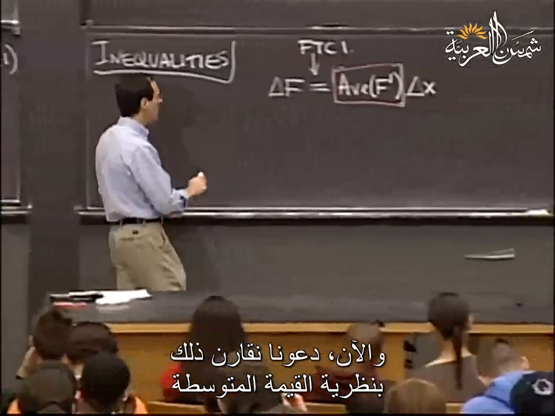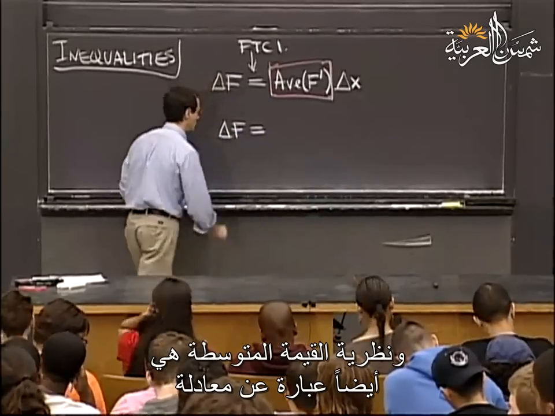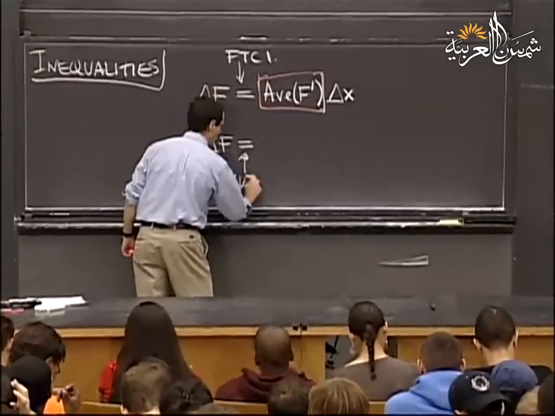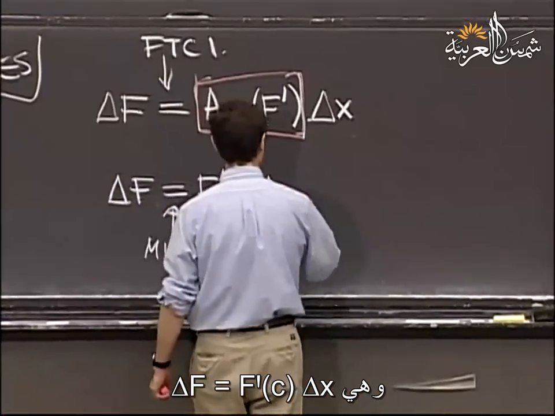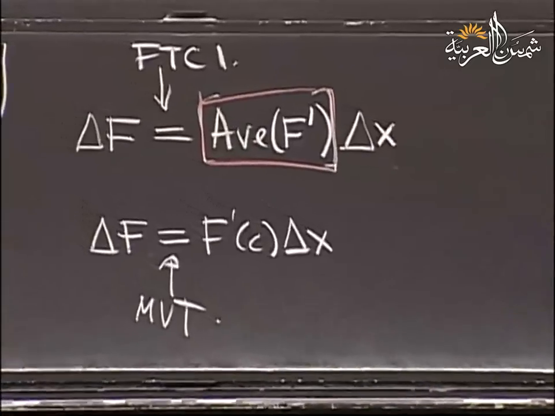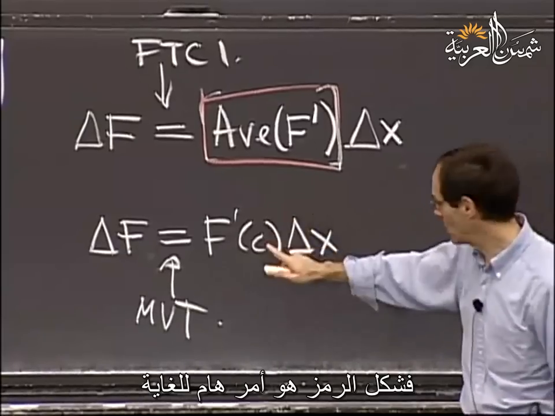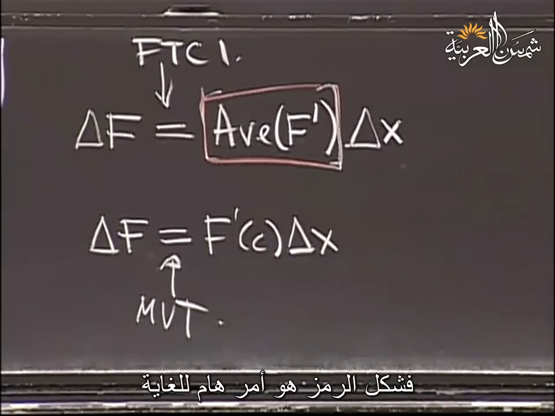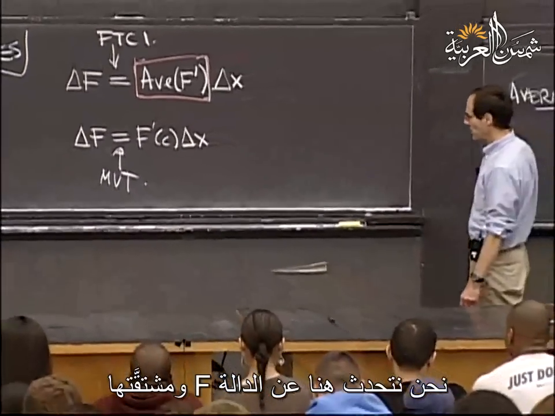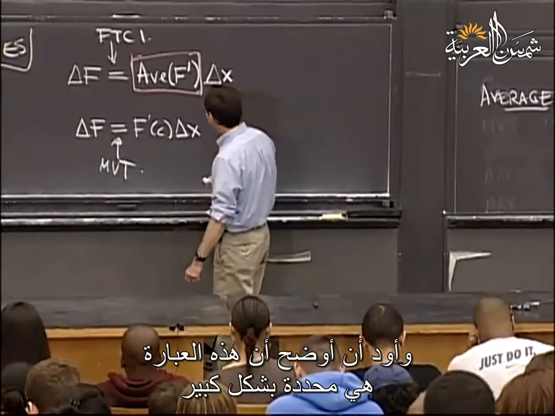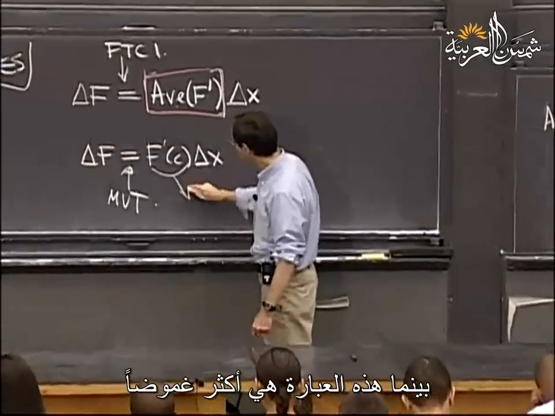Now, let me compare this with the mean value theorem. The mean value theorem also is an equation. It says that this is equal to f prime of c times delta x. Now, I pulled a fast one on you. I used capital F's here to make the analogy clear. But the role of the letter is important to make the transition to this comparison. We're talking about the function capital F here and its derivative. Now, this is true. So now I claim that this thing is fairly specific, whereas this, unfortunately, is a little bit vague.